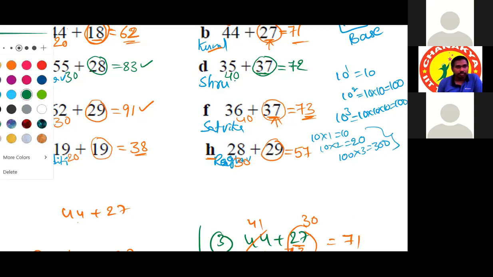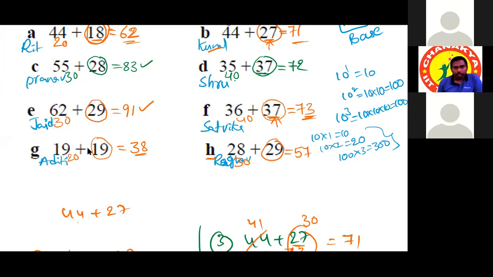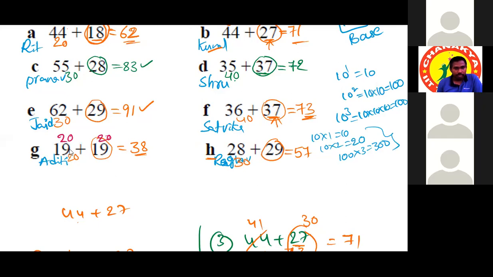Wait a second. For the same question, 19 plus 19, we can do in this way also. I'll consider this number as 20 and this number as 20. 20, 20, 40. Here we have taken 2 extra, so we should also subtract 2. So answer will be same, 38. Here also, because both the numbers are nearest to base, we can try in this way.